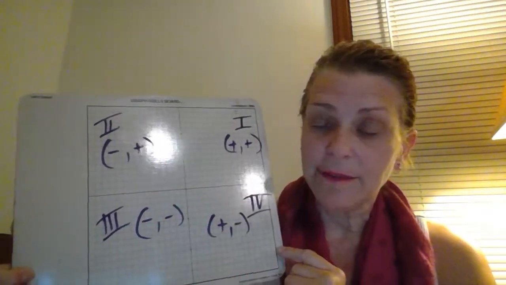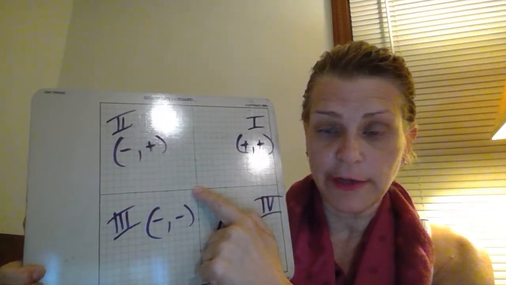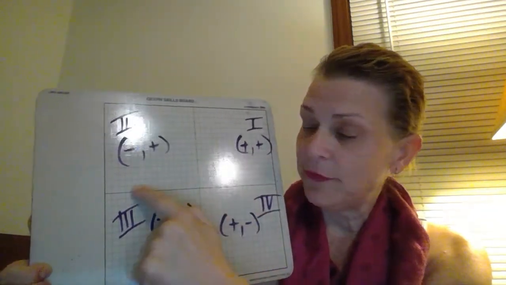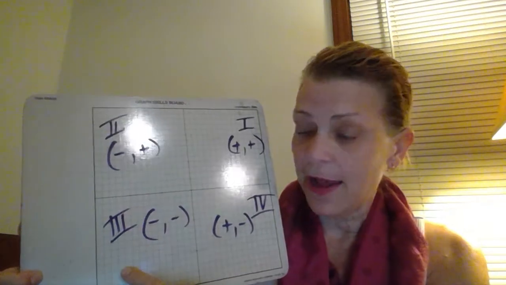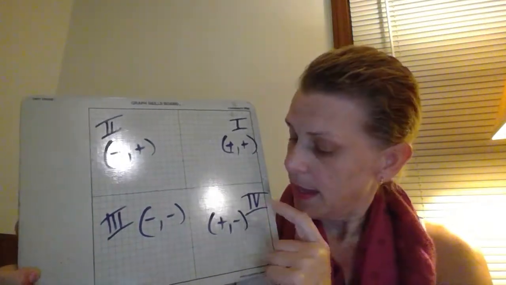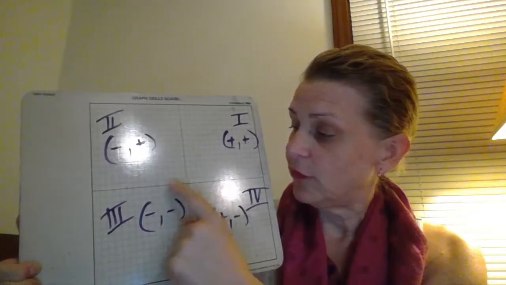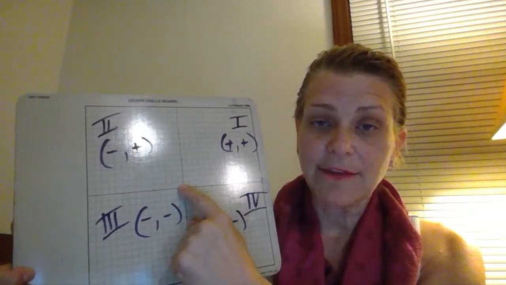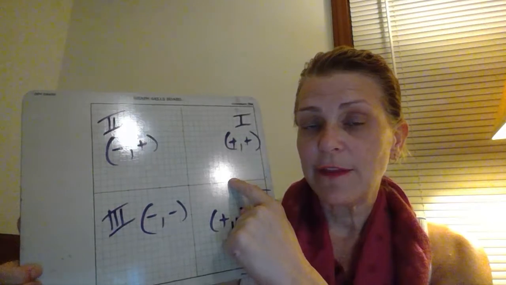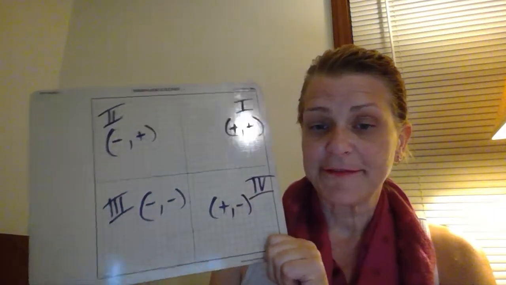Quadrant 3 is negative, negative because you start at the origin here, and you're going to go left, which is a negative x, and down, which is a negative y. And then finally, quadrant 4 is positive, negative because you start at the origin, and the x value is positive, and the y value is negative.